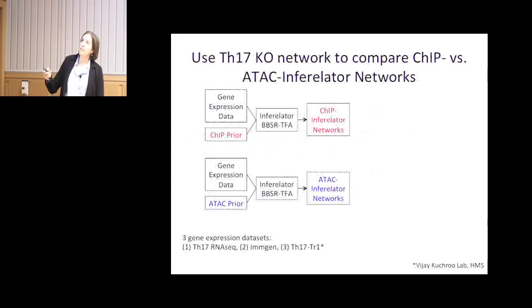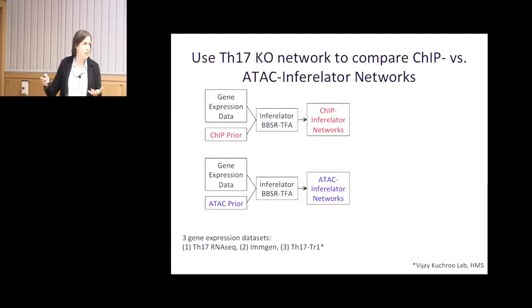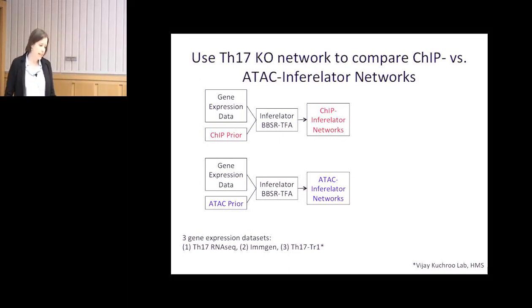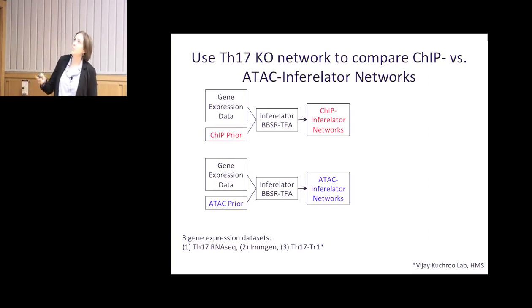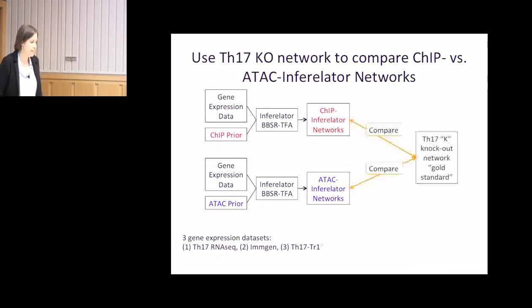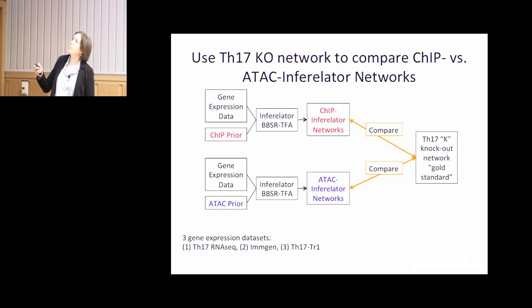We could, analogously to the way we developed an ATAC-seq prior, come up with a ChIP prior based on those 11 ChIP-seq experiments. And then as gene expression input, we actually had 3 different gene expression data sets that we used. And for each of those data sets, we could get a ChIP or an ATAC-seq network. And then in order to basically decide whether or not we were performing well, we could look to see how well it corresponded to a network constructed from the knockout data.